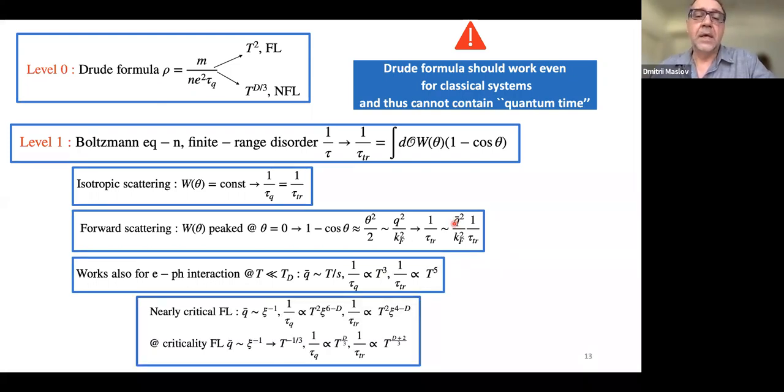Okay, if we do a similar procedure for our nearly critical Fermi liquid, we know that typical momentum transfers are of the order of the inverse of the correlation length. So we need to multiply our quantum time by a factor of q squared. In the Fermi liquid, we still have a T squared scaling, but now the dependence on psi is different. And if we do our smooth crossover to non-Fermi liquid behavior, the exponent for the transport time changes to T to the (d+2)/d.